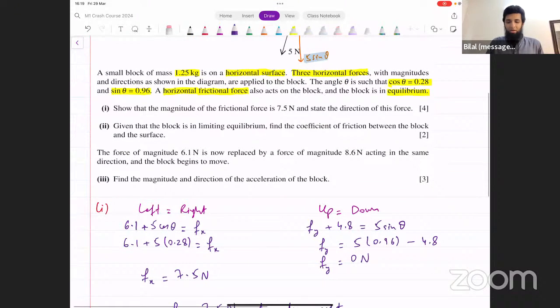Then it says, given that the block is in limiting equilibrium, find the coefficient of friction between the block and the surface.